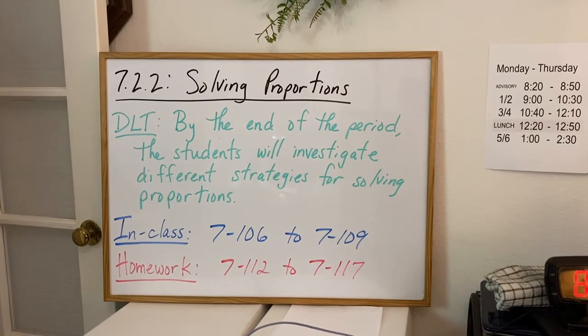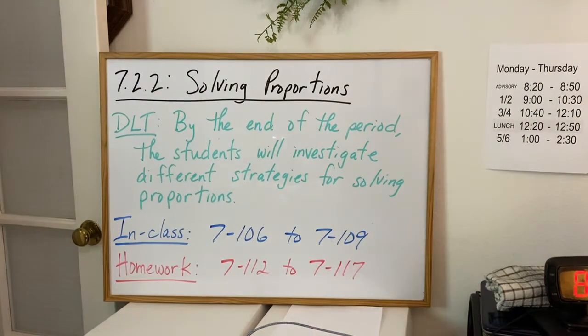In class, 7-106 to 7-109 for lesson 722, Solving Proportions. JR reduced figure A at the right to create a similar figure B. Write all the ratios that compare the corresponding sides of figure B to figure A.